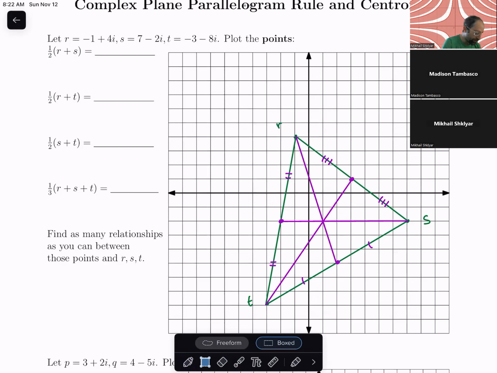Okay, so let's say the midpoint of R and S. So this is R plus S over 2, right? How are we going to figure out the point which divides the segment in the ratio 2 to 1? So let's try again some one-dimensional stuff.